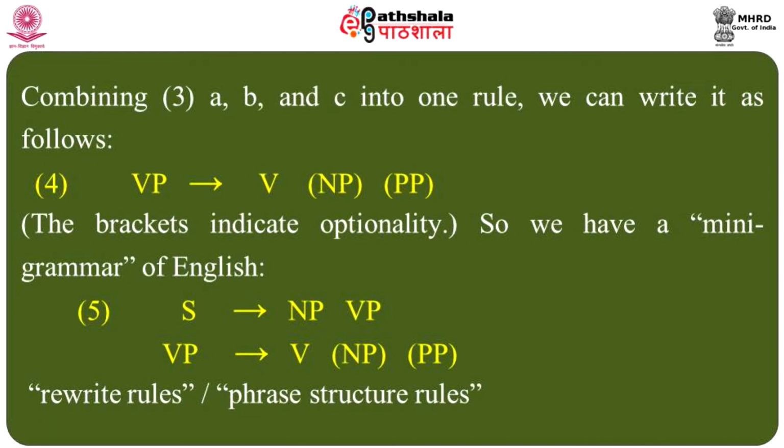Rules like the ones in 5 are called rewrite rules. Rewrite rules express an is-a relation. Thus, 5a says, a sentence is a noun phrase and a verb phrase. These rules are also called phrase structure rules, since their purpose is to make explicit the internal structure of phrases.